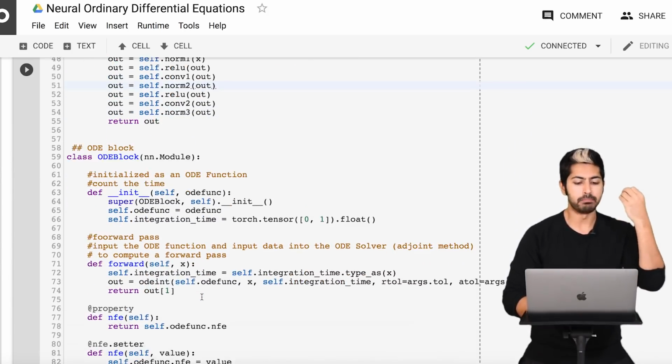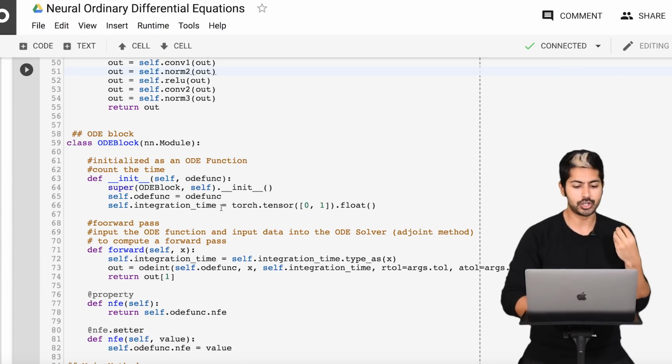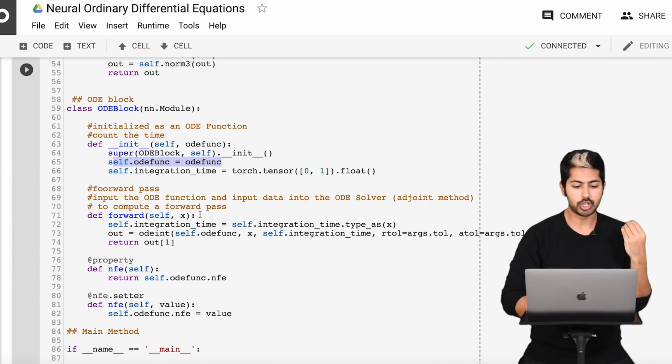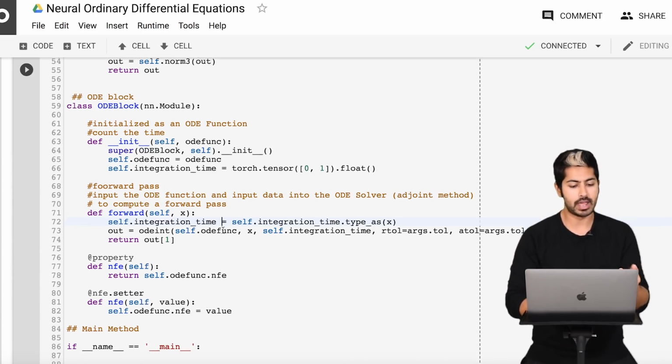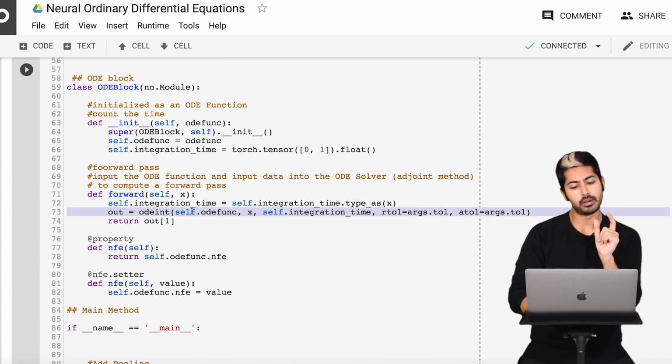Now in the ODE block, we encapsulate that function, so we call it ODE func. And then in the forward propagation method, here is our ODE solver right here, the adjoint method, which they created in PyTorch, by the way. Check out their library. And we input that ODE function to this solver for forward propagation. And that's really the key difference right there.